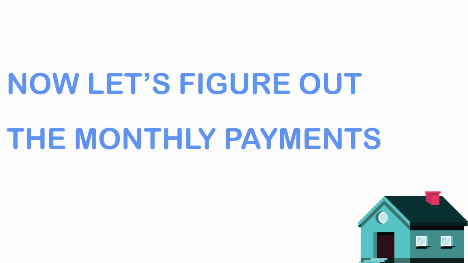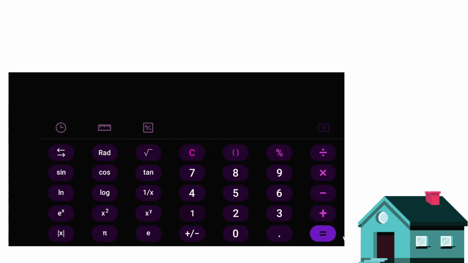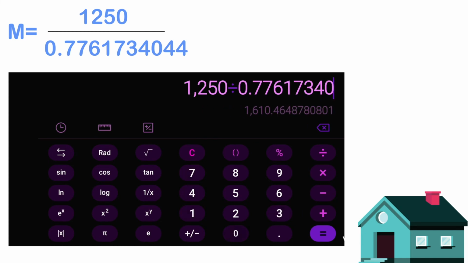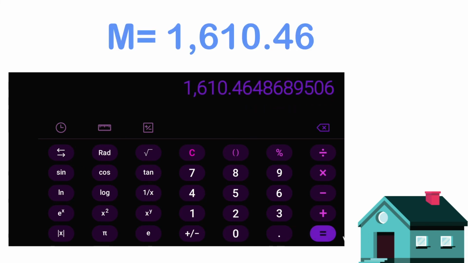Now that we have the top portion and the bottom portion figured out, we just have to divide. 1,250 divided by 0.7761734044 equals $1,610.46. And that, my friends, is how you figure out your monthly mortgage payment.